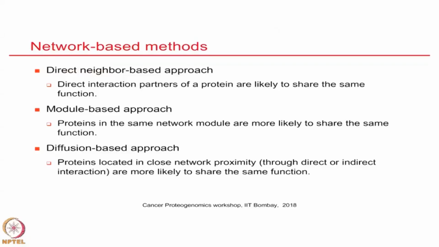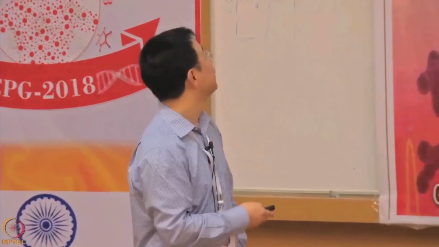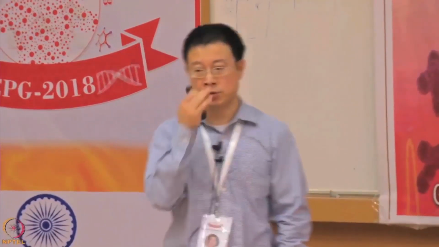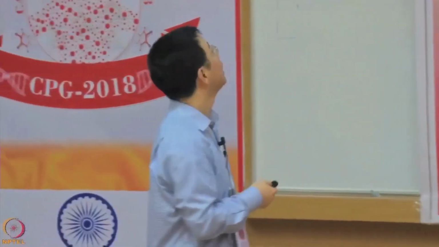The last method is called the diffusion-based approach. The first is a very local method where you only focus on the direct relationship. The module approach is a relatively more global method. But the diffusion-based approach tries to explore the whole network as a whole system. I think this is probably a more powerful approach. I can show you a few examples to help you understand this approach.